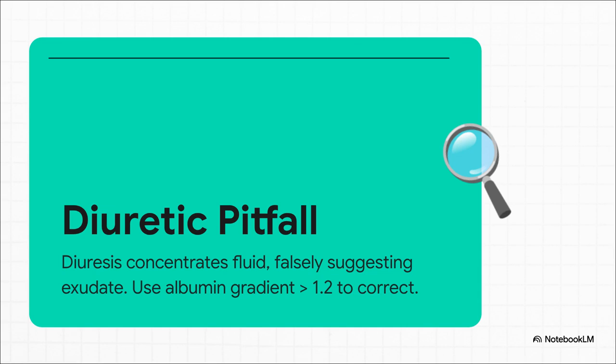Diuretics. Imagine a heart failure patient actively being diuresed. That process actually concentrates the fluid in their pleural space, which can falsely flag as an exudate under Light's criteria. It's crazy, right? So if you suspect this is happening, check the serum to pleural albumin gradient. If that gradient is greater than 1.2 grams per deciliter, it proves the effusion is fundamentally transudative, completely overriding those skewed Light's criteria results. It's an exception-based rule that will absolutely save you some major diagnostic headaches.